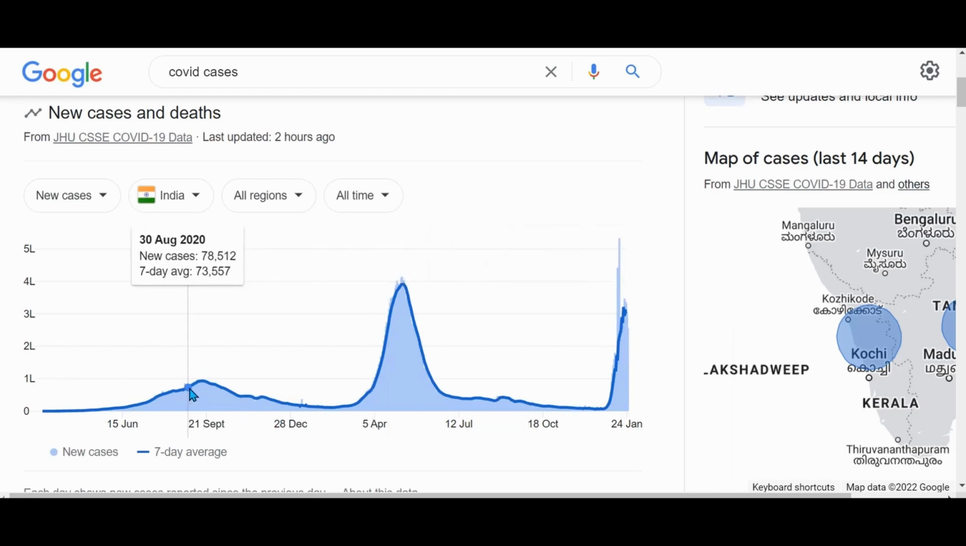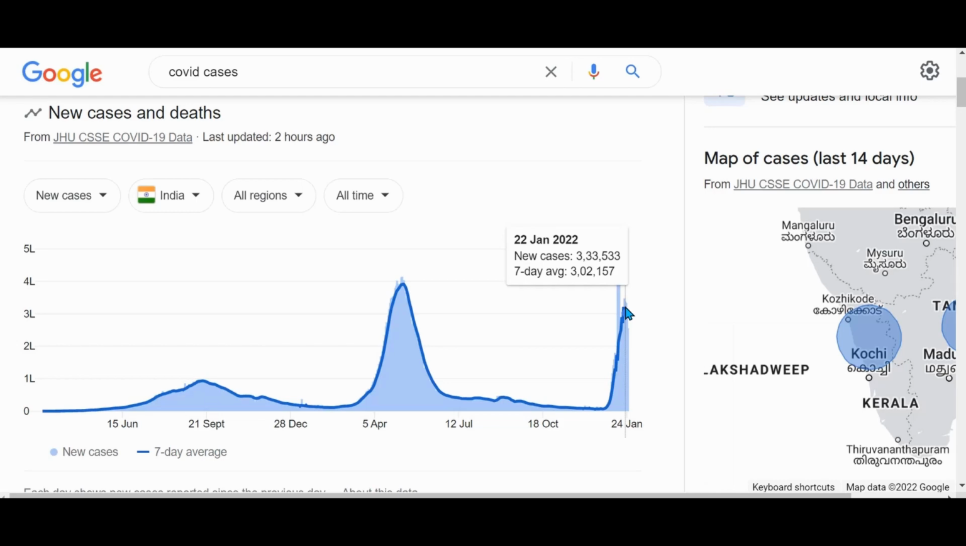So from this graph we can say that in these three time regions the COVID cases were high. Because of that we call these the first wave, second wave and third wave of corona or COVID-19. Now we are in the time of the third wave of COVID-19. Because of that, we are proceeding with the online class.